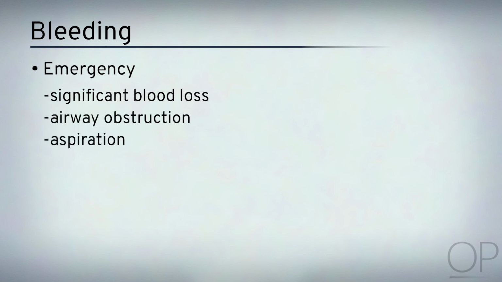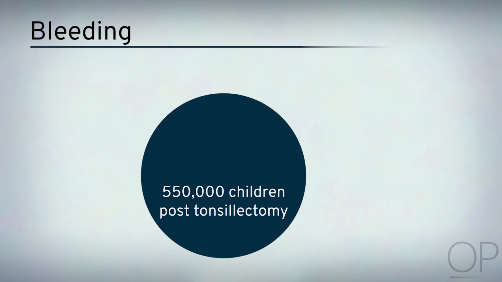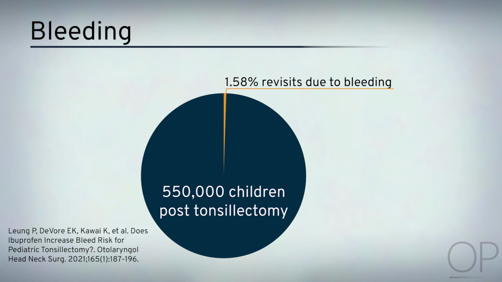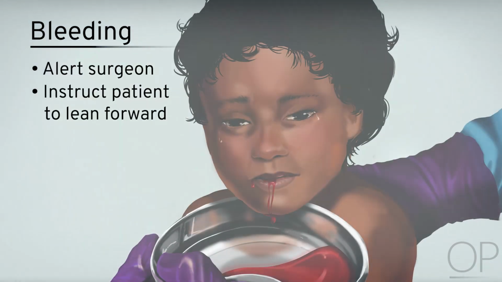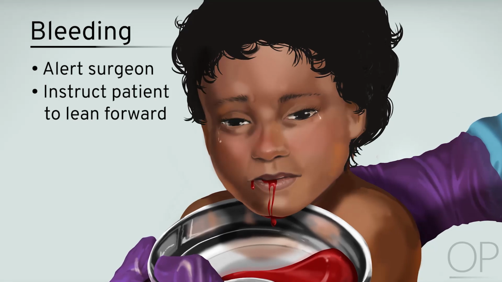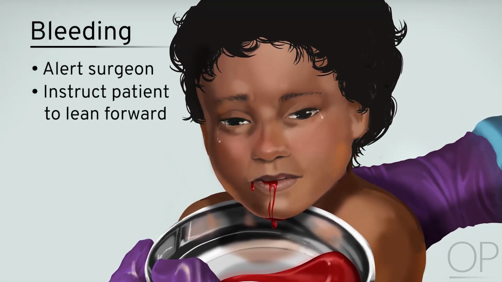and very rarely, death. One study of over 550,000 pediatric patients showed 1.58% of children had unplanned revisits due to bleeding. If a patient starts bleeding while admitted to the hospital, the surgeon should be alerted immediately. The patient should be instructed to lean forward to avoid aspiration and/or the swallowing of blood.